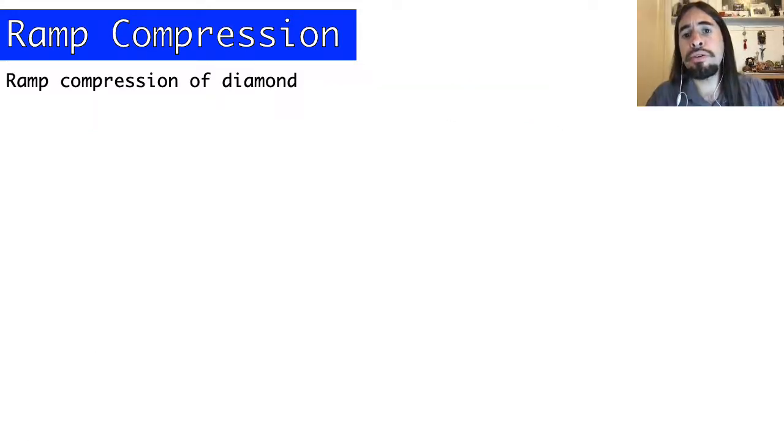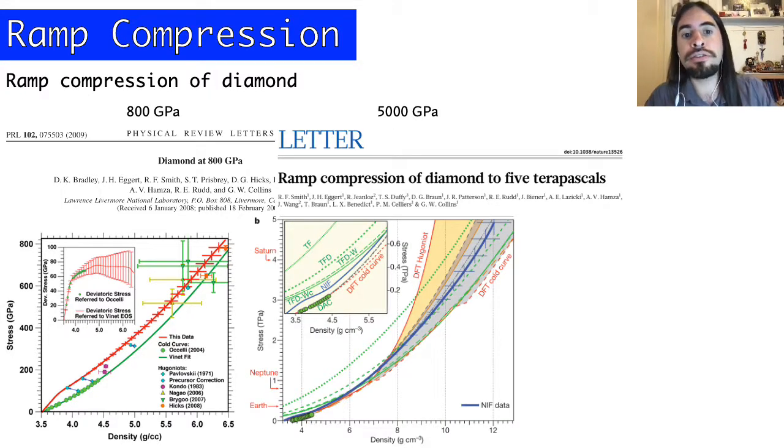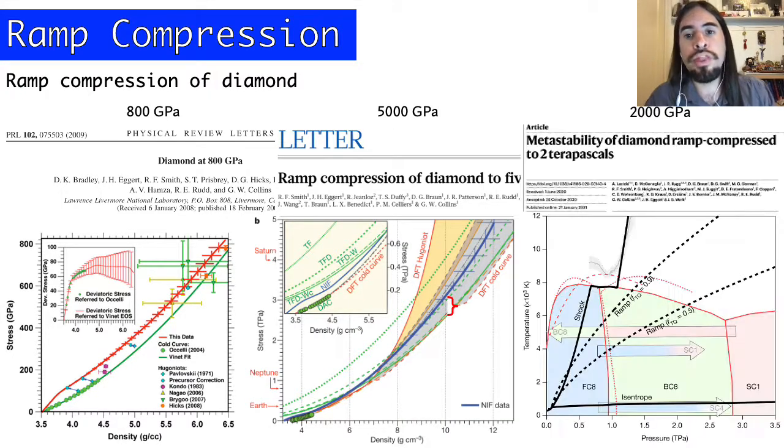Over the years, a number of ramp compression experiments have been performed on diamond that have taken this material up to 800 gigapascals in pressure, then up to 5,000 GPa, and more recently to 2,000 GPa. And it is the lack of temperature measurements in these experiments that makes it really difficult to assess what is the thermal state of diamond at these conditions, and whether we know the equation of state of diamond at these really high pressures, which would allow us to validate a number of models that have been proposed to explain the behavior of diamond at these extreme pressures.